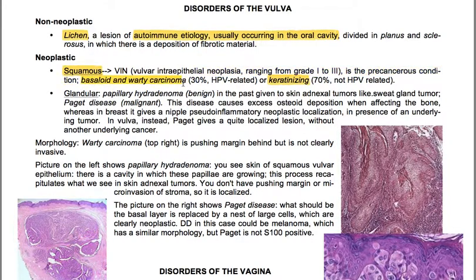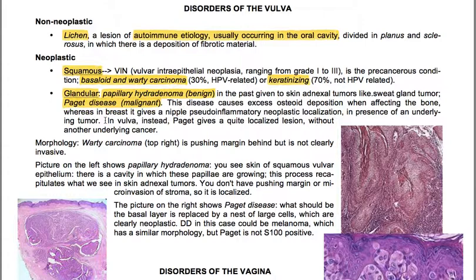The glandular can be papillary hidradenoma, which is benign, in the past given to skin adnexal tumors like sweat gland tumors. We have Paget disease, which is malignant. This disease causes excess osteoid deposition when affecting the bone, whereas in breast it gives at the nipple a pseudo-inflammatory neoplastic localization in presence of an underlying tumor. In vulva instead, Paget gives a quite localized lesion without another underlying cancer.